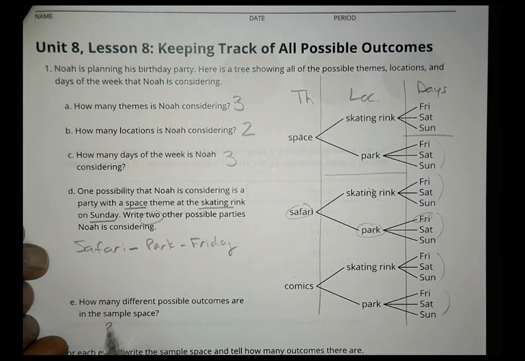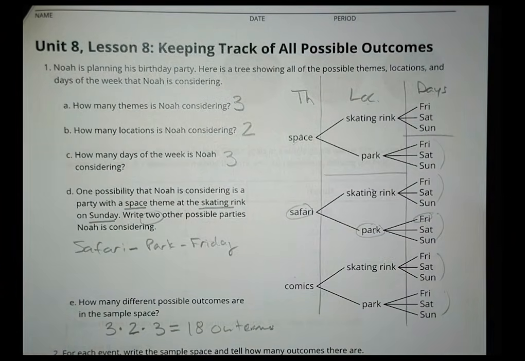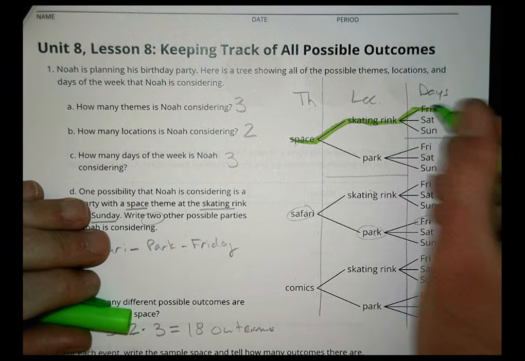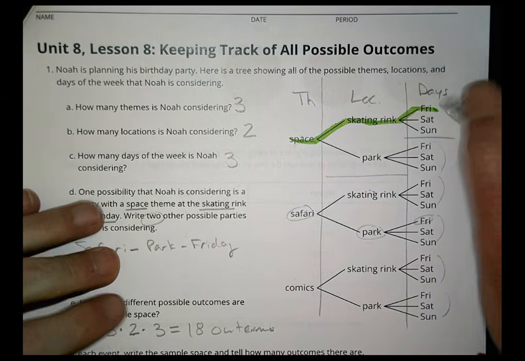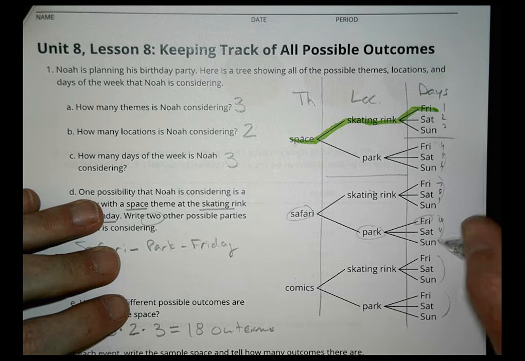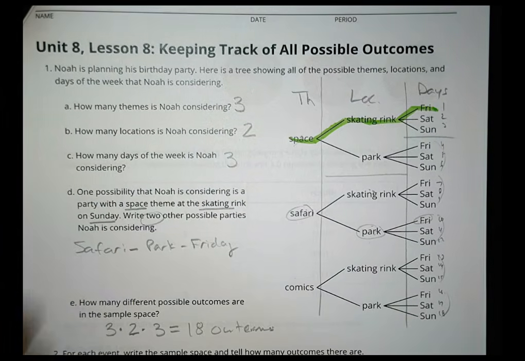Now, how many different possible outcomes are there? Well, there are 3 outcomes for the theme, there are 2 possibilities for location, and there are 3 possible days. So 3 times 2 is 6, and 6 times 3 is 18. So there are 18 different outcomes that are possible, which you can see if you followed each one and said that this was one outcome by itself, right? Let's go with space to skating rink to Friday. That's one outcome. There's one there, and we can see 2, 3, 4, 5, 6, 7, 8, 9, 10, 11, 12, 13, 14, 15, 16, 17, and 18 right there.